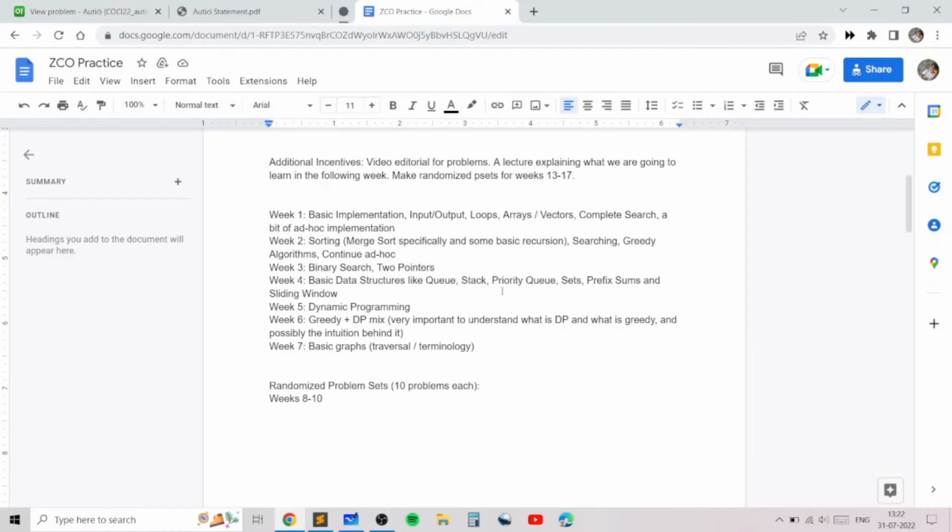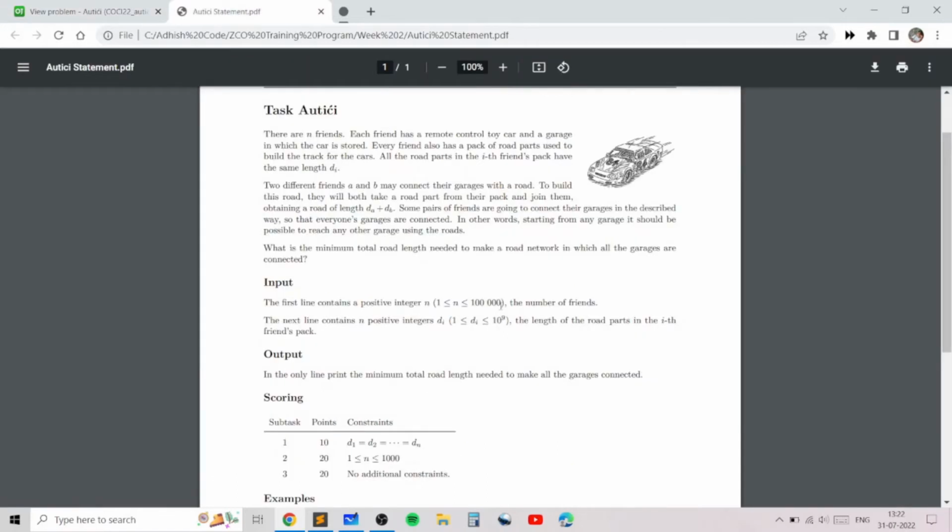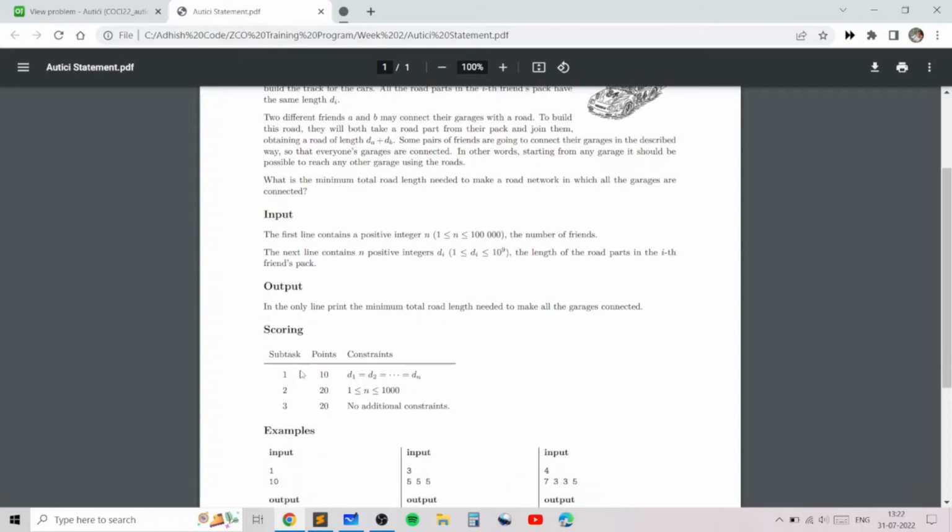So, the first problem for this week, which illustrates why sorting is required, is AUTICI, which is a Koki problem. And this is the first actual Olympiad in informatics problem which we are looking at. So, as with all OI problems, we will be going subtask by subtask, and I'll be explaining the solution for each of the three subtasks in this problem.